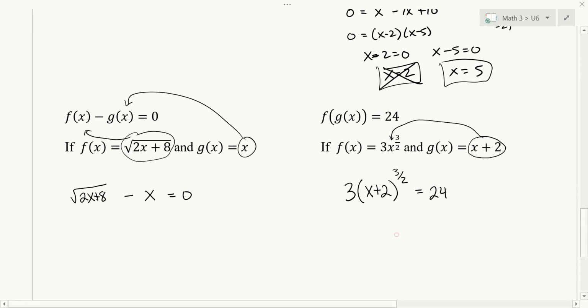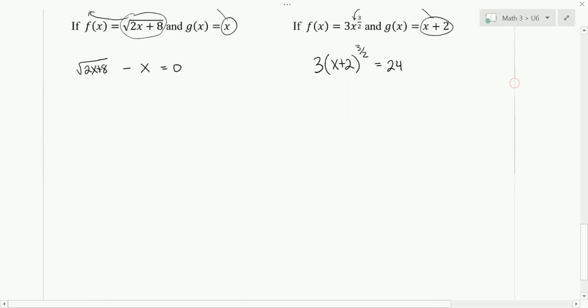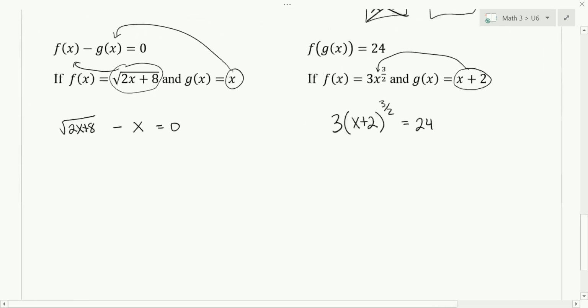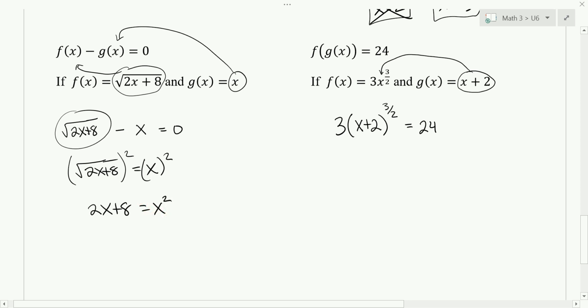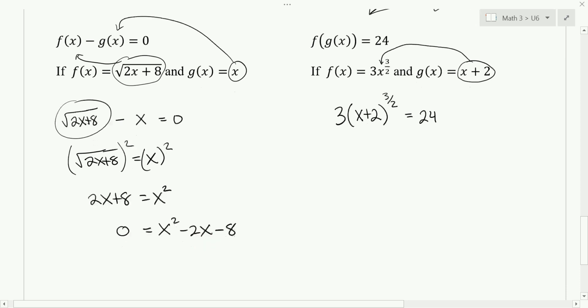All right, so we are running low on time, so let me go over these. First one, isolate the square root. We got square root of 2x plus 8 equals x. Second step, square both sides. You get 2x plus 8 equals x squared. Third, and then we want to solve for x. Because it's quadratic, make one side equal to 0. And I'm going to do this by subtracting 2x from both sides and subtracting 8 from both sides.